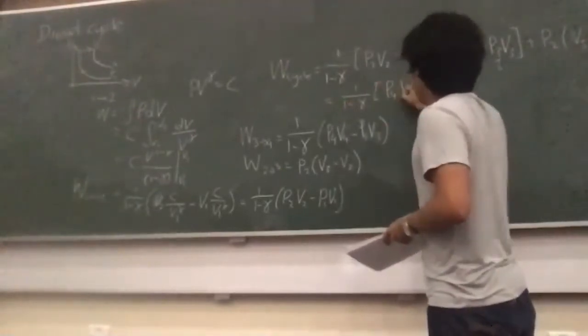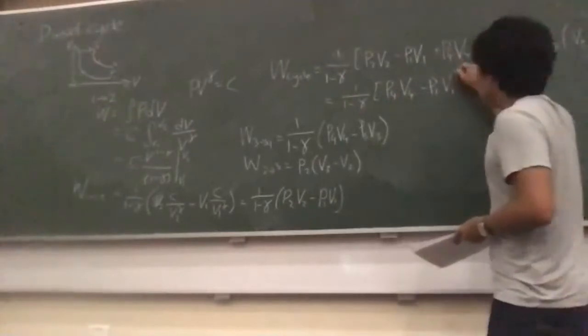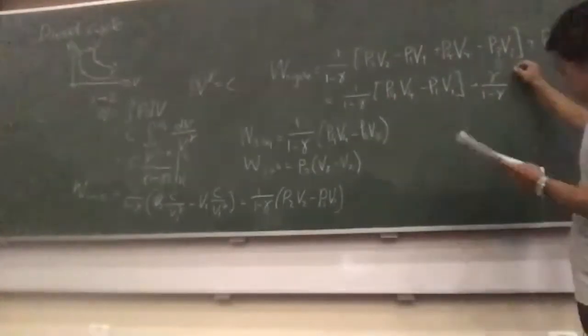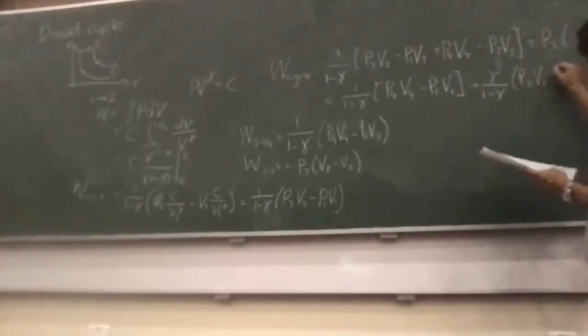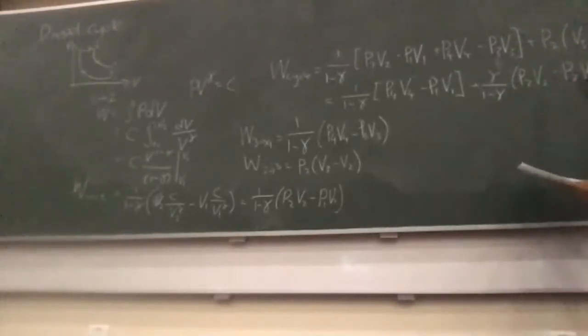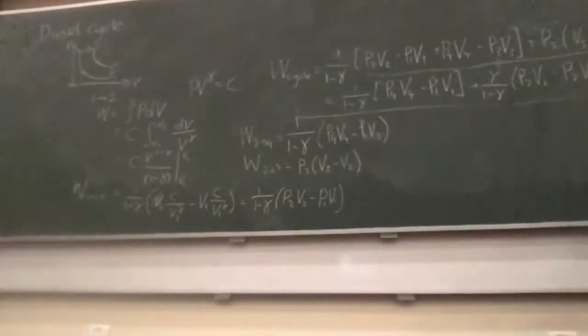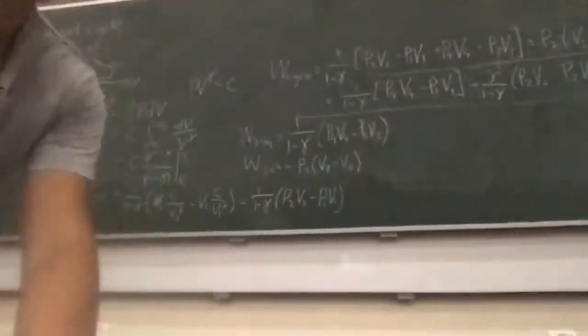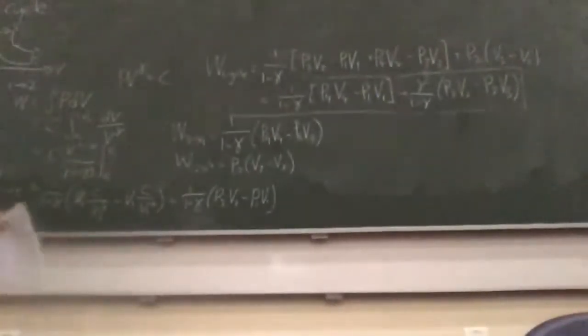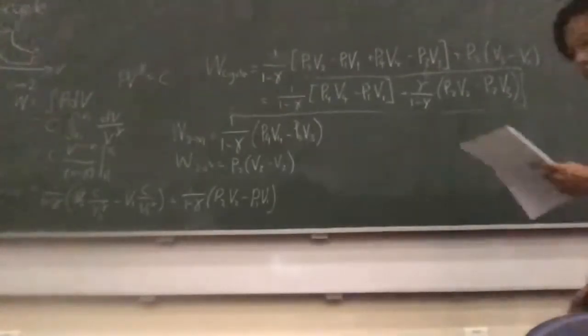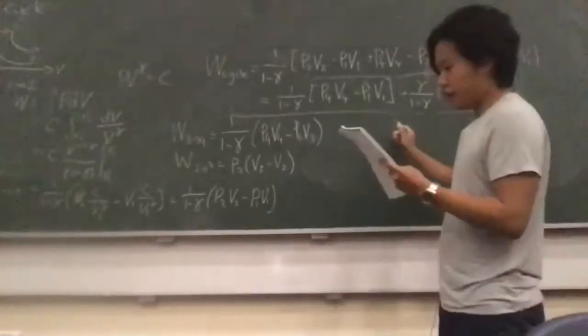So you get P4 V4 minus P1 V1 plus gamma to the 1 minus gamma, P2 V2 minus P2 V3. So this is the work around the entire cycle. Oh, sorry, I forgot to rotate this one. Okay, and then now you have to work out the heat.